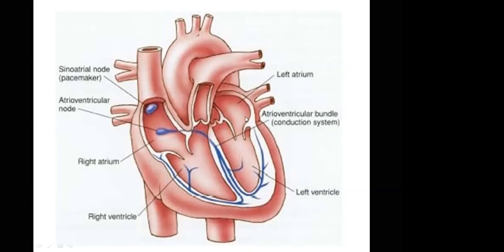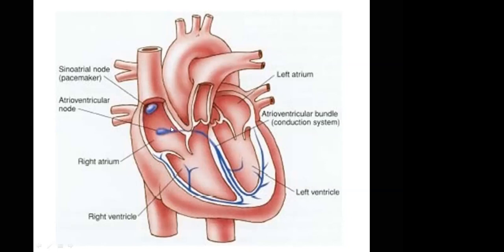Because the coronary sinus runs in the AV, atrioventricular groove. So that means it's going to be behind the left atrium, in the groove. So it's serving to recognize the wave or impulses generated between the left atrium and the left ventricle.